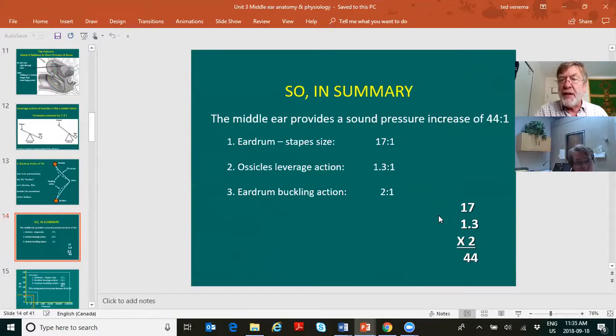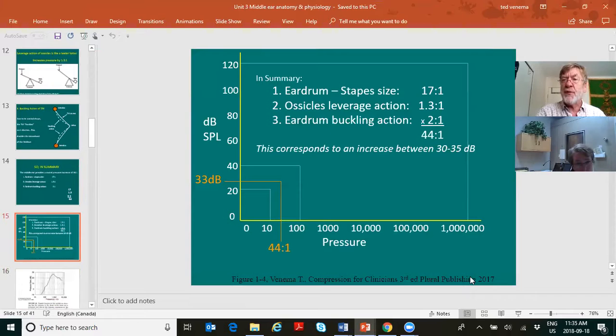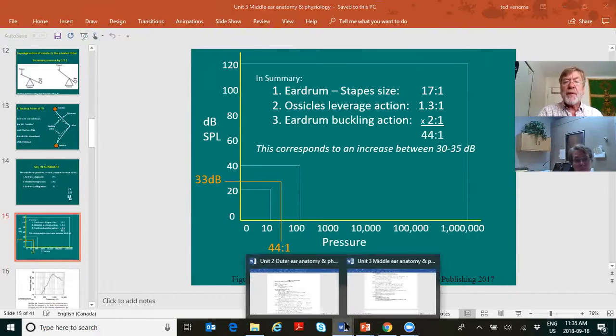So when you look at all these pressure increases and you multiply them together, you get a pressure increase of 44 to 1. And then when we go to our acoustics that we studied earlier today and last week, you will recall that a 10-fold increase in pressure results in a 20 decibel increase, and a 100-fold increase in pressure results in a 40 decibel increase. Well, 44 to 1 sits somewhere between 10 to 1 and 100 to 1. Hence, I highlighted in orange. And therefore, if you did the math, which we're not, but basically, it'll result in about a 30 to 35 decibel increase.